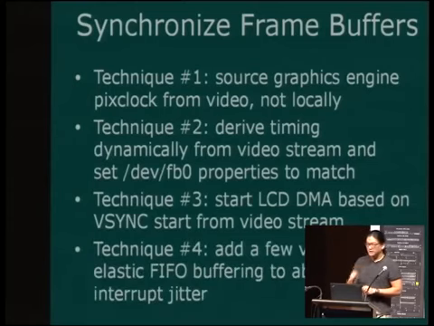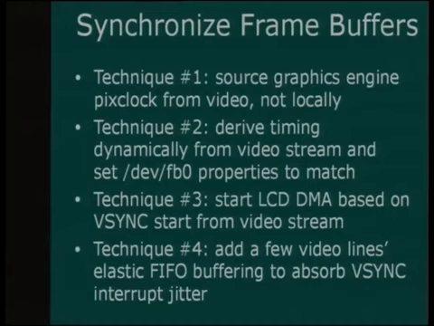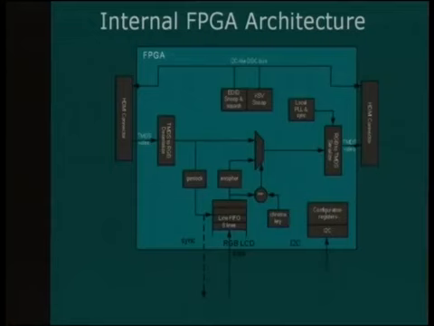Of course, Linux's ability to get a low jitter interrupt is pretty bad, so we had to add an elastic FIFO to buffer a few lines of video to absorb all the VSync jitter. At the end of the day, this is what it looks like on the inside of the FPGA. There's a FIFO that takes the video coming in, line by line. We encipher it. We have a multiplexer that picks the pixels, a chroma key detector, and then the man-in-the-middle mechanism up top.